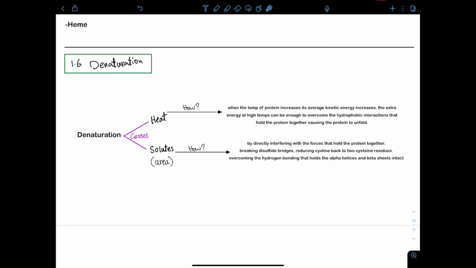The second cause of denaturation is solutes. The book specifically talks about urea, which breaks disulfide bridges. The book also gives an example about denaturation of proteins, which is when you cook an egg. When the egg turns from being clear to white, you are basically denaturing the proteins in the egg.